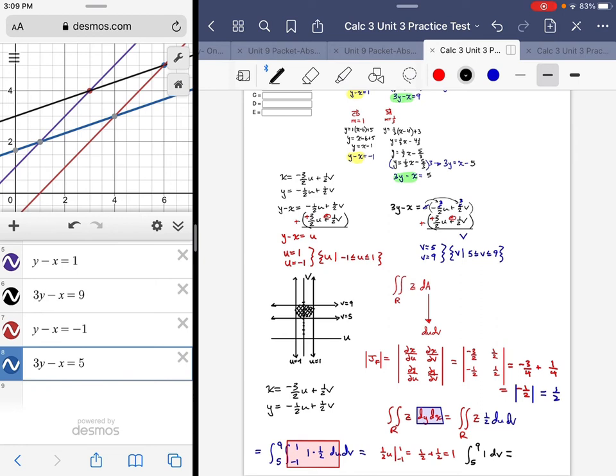So v over the interval of 5 to 9, 9 minus 5, because straight substitution is going to be equal to 4.